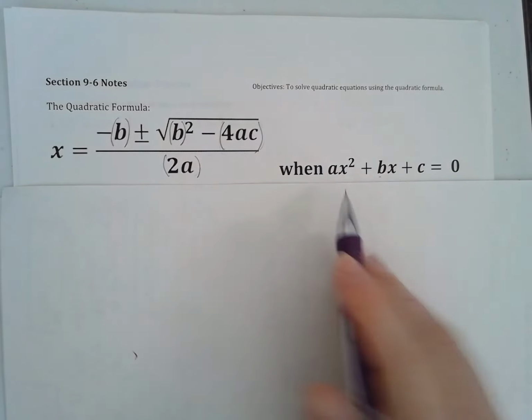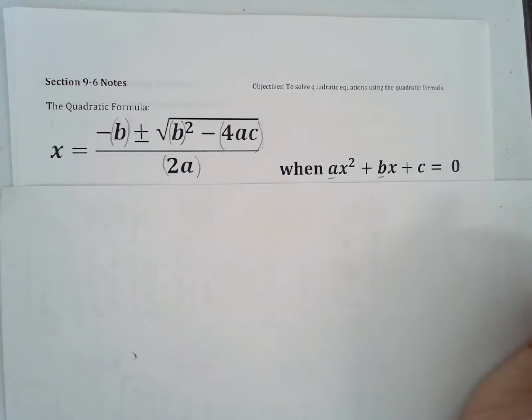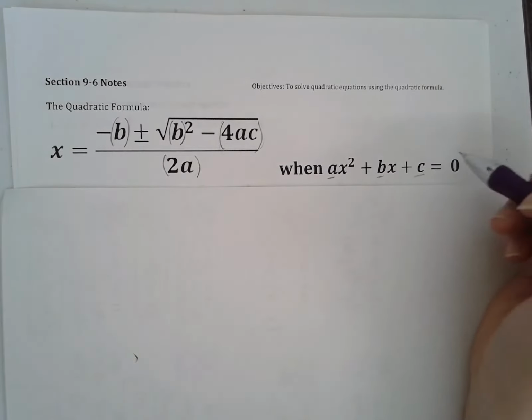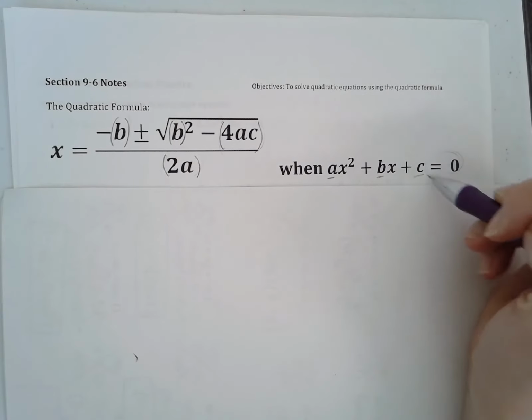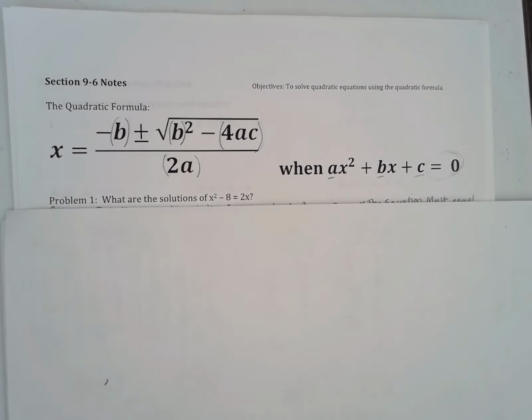So it tells you that a is the first number in front of x squared, b is the first number in front of x, and c is the last number without an x or an x squared. Now also notice that it is equal to 0. That's important. Before we start solving any of these equations, we have to have it equal to 0. So for the first problem, it says, what are the solutions of x squared minus 8 equals 2x?